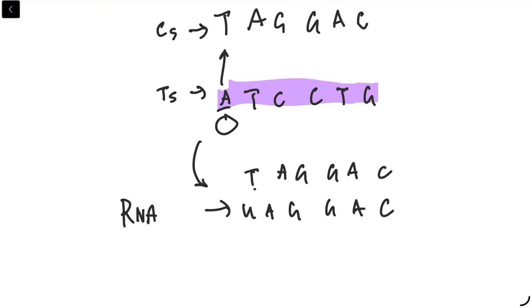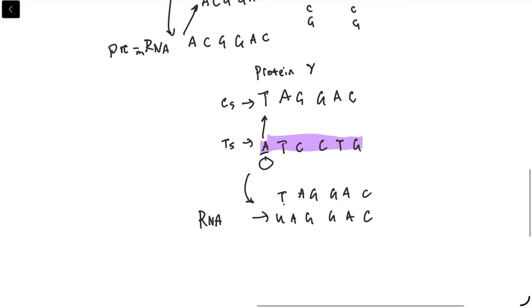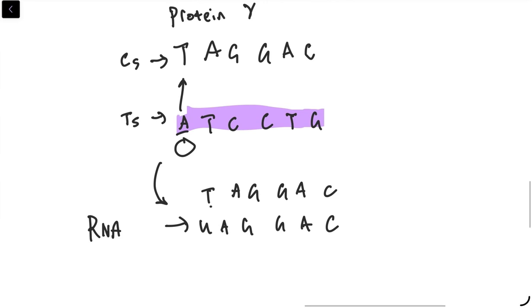Transcription stops when a stop codon is reached and the pre-mRNA sequence is released. That's basically all you need to know. It's a really easy and straightforward process.